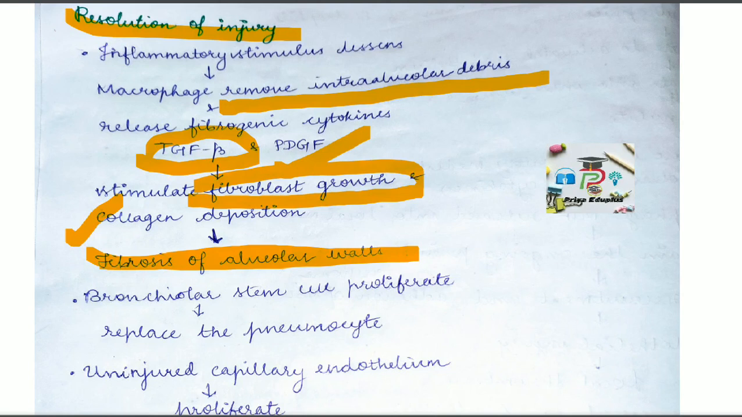After the inflammatory stimulus lessens, macrophages will remove the intra-alveolar debris, and they also release fibrogenic cytokines. Examples of fibrogenic cytokines released by them are transforming growth factor beta and PDGF. These two factors will stimulate the fibroblasts, leading to fibroblast growth and collagen deposition. Then finally, fibrosis is formed in the alveolar walls.